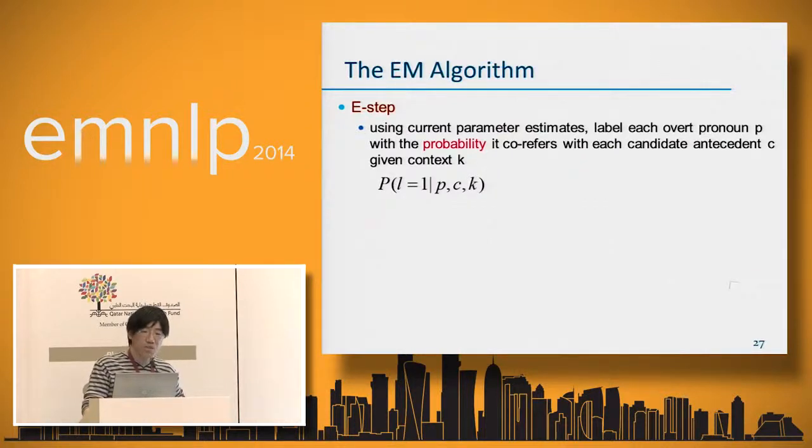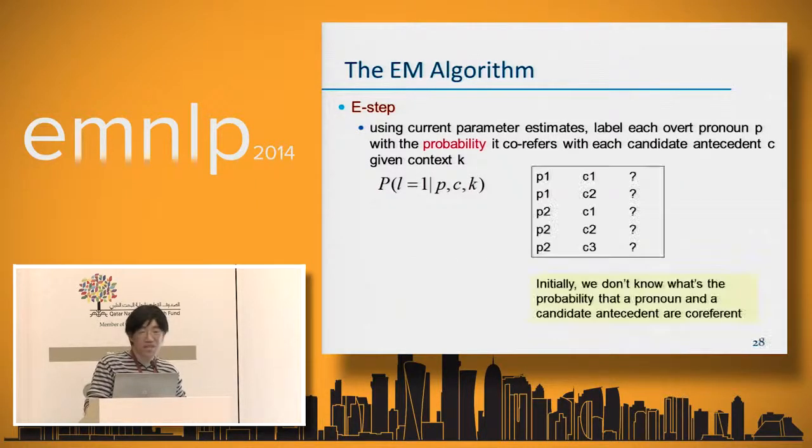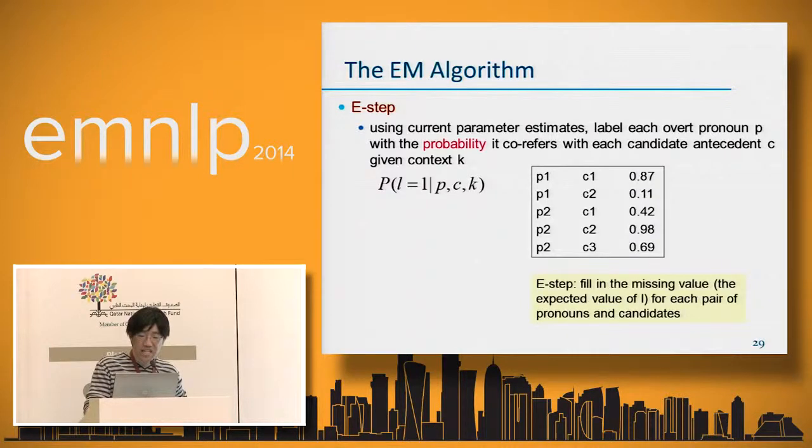So in the E step, we use the current parameter estimates and label each overt pronoun P with the probability it co-refers with each candidate antecedent C given context K. In other words, we want to estimate this probability of L equals 1, meaning that pronoun P and candidate C are coreferent, given P, C, and K. If you have no idea of what I'm talking about, let's take a look at this example. So initially, we have these pronoun candidate pairs in our corpus, but we don't know what's the probability that the pronoun and the candidate antecedent are coreferent. And after the E step, we will be able to fill in these missing values for each pair of pronouns and candidate antecedents. So that's what the E step aims to do.